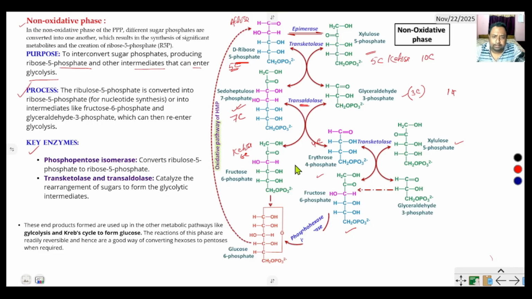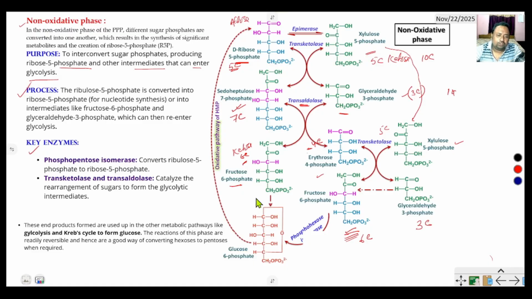Okay, this erythrose 4-phosphate again joins with ribulose 5-phosphate, 4 carbon, and ribulose 5-phosphate is 5 carbon, to produce fructose 6-phosphate, 6 carbon containing, and 3-carbon containing glyceraldehyde 3-phosphate. Clear? And again the sedoheptulose 7-phosphate and glyceraldehyde 3-phosphate produce 6-carbon containing ketose sugar and erythrose 4-phosphate.